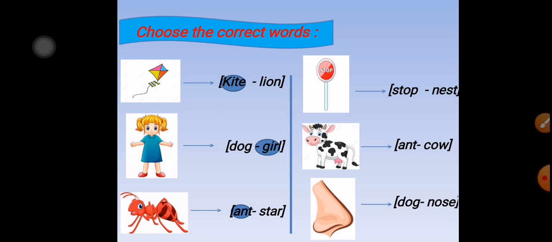Number four, stop or nest? Yes, stop. The next one, ant or cow? It's cow. The last one, dog or nose? Yes, that's right, nose. I have finished, KG.